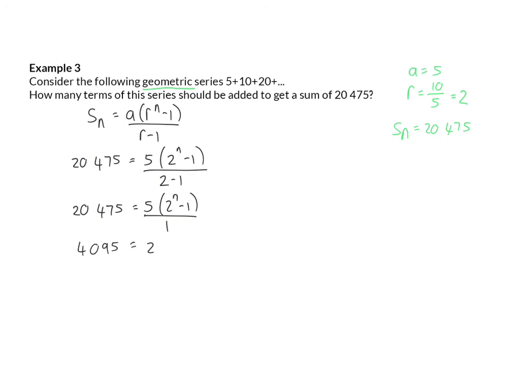4,095 on the left. Now I'm going to get the 2 to the power of n alone by adding 1 on the left. And now once again I need to get the bases the same, and 4,096 is the same as 2 to the power of 12. And that means when I add 12 terms, I will get a sum of 20,475.